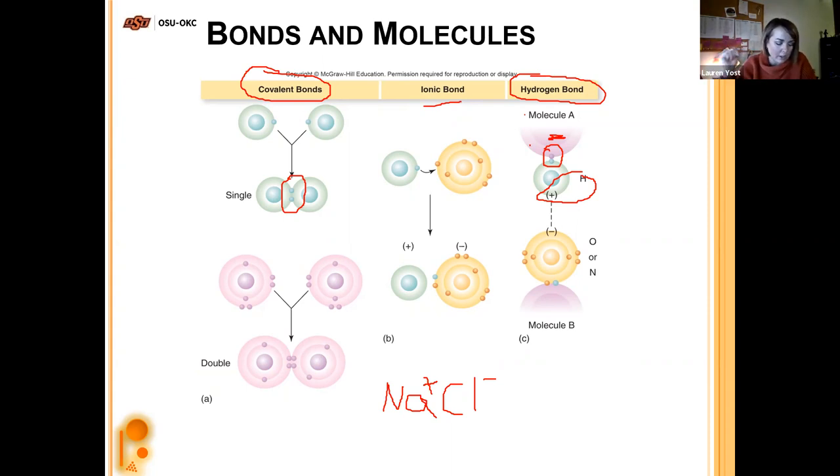So that hydrogen gets that positive charge anyway, even though it's still attached to the other molecule. And that allows that positive hydrogen to interact with negative things that are out there in its environment.